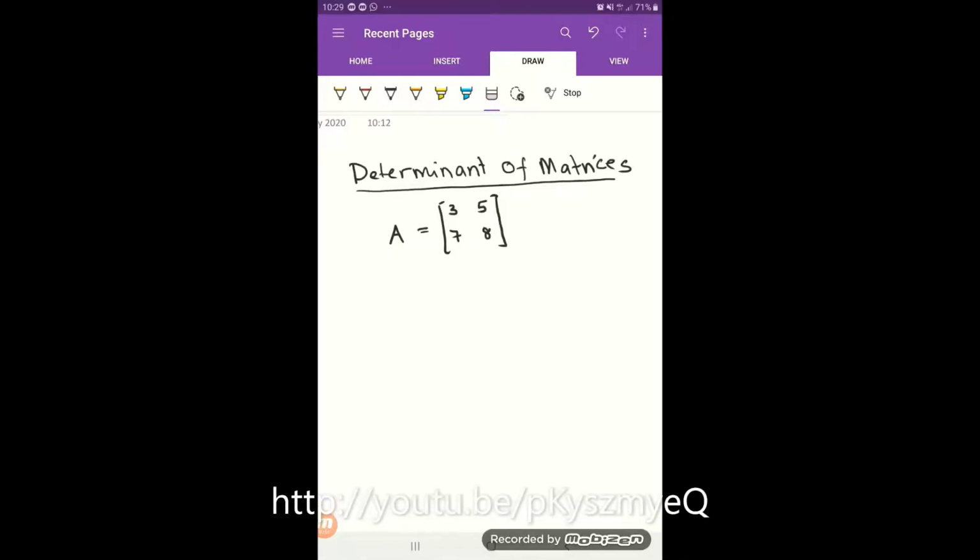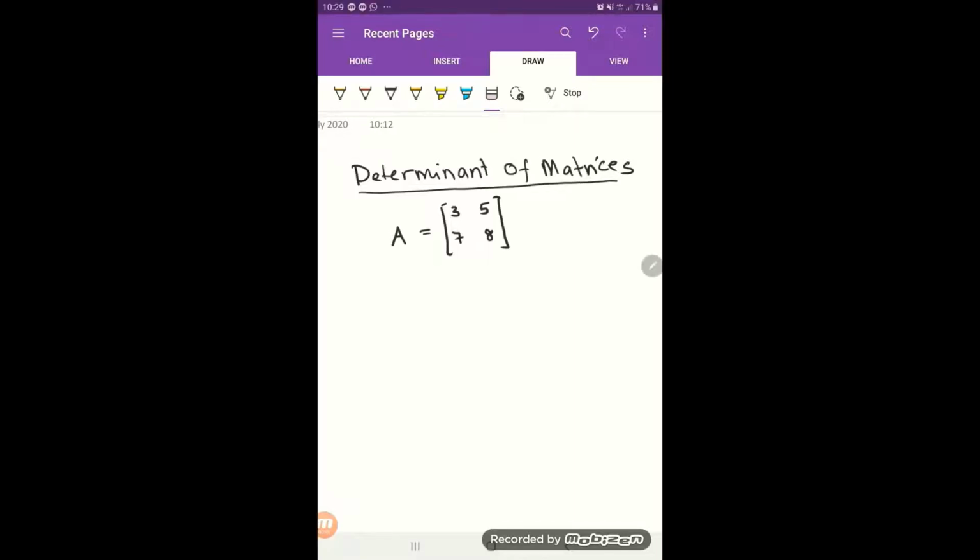Determinant of matrices. If A is a square matrix, the determinant of A is denoted by det A, or the absolute of A. So you can write absolute signs and write all the elements of A inside. So how to calculate the determinant of A?